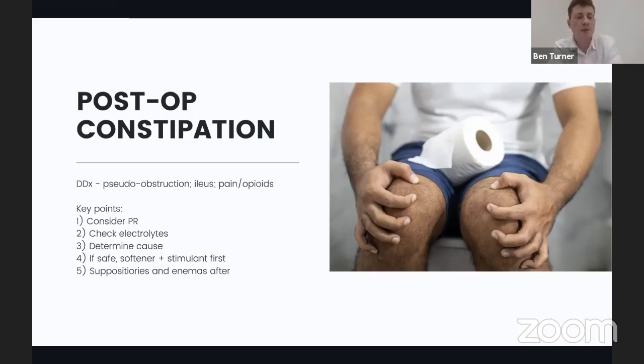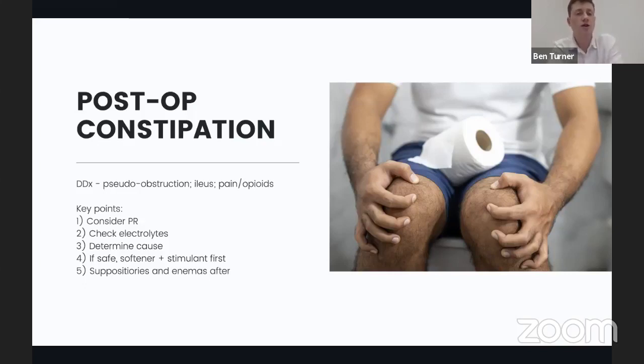Key points to think about: consider doing your PR, and we talked about the indications for that earlier. Always check your electrolytes to rule out pseudo-obstruction. Things like a low potassium can cause pseudo-obstruction really easily in the post-op patient who already has a little bit of ileus and whose electrolytes are already a little bit deranged.